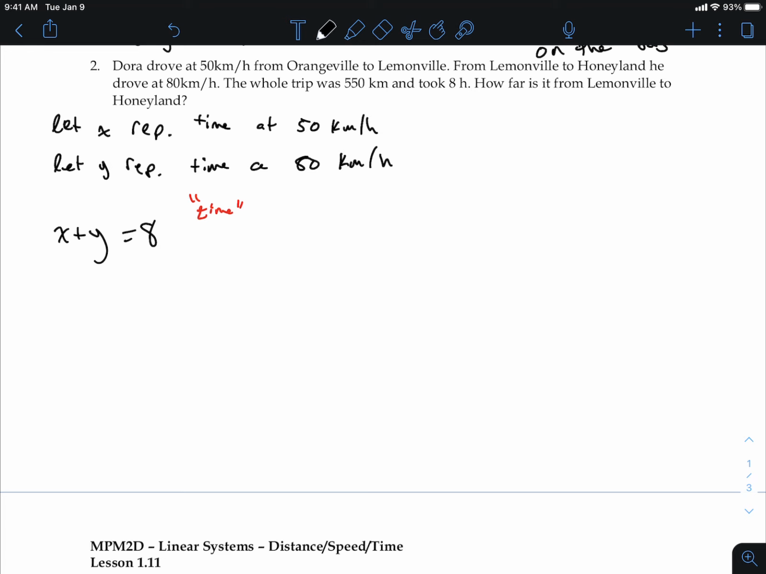For the second one, we're going to say 50, which is the speed, times the time at which I traveled at that speed, plus 80 kilometers an hour, the speed, times the time at which I traveled at that speed, has to equal 550. This is what we're labeling our distance equation.